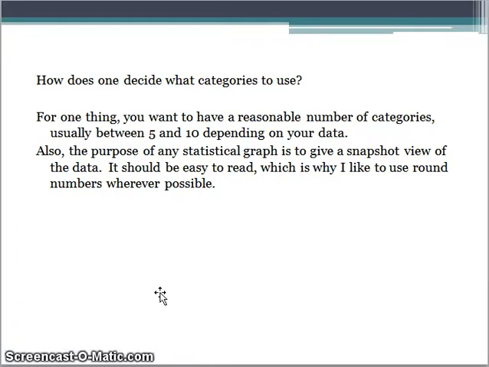So how do you decide what categories to use? A couple of things. You want to have somewhere between 5 and 10 categories. So you want to pick your categories that way. Also think about any statistical graph you look at. Usually you don't spend very long looking at it. Usually you just look at it for a couple of seconds, get a big picture view of what's going on, and then move on. So I like to use round numbers, like 35 and 5, instead of 38 and 7. Okay?